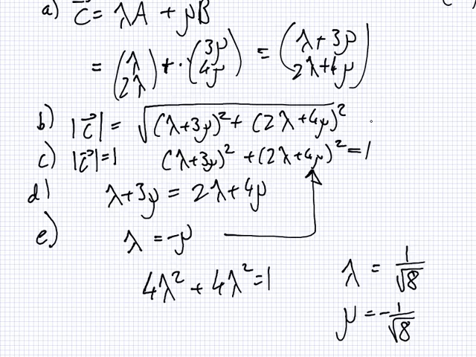How did you get 4 lambda squared plus 4 lambda squared? I substituted lambda equals minus mu into C. See where I have the arrow? Yeah. I substituted into that.